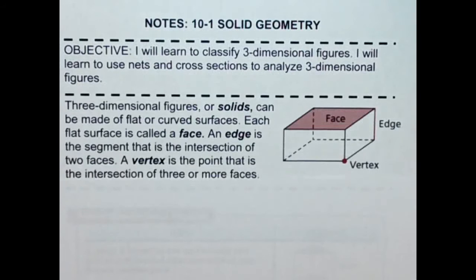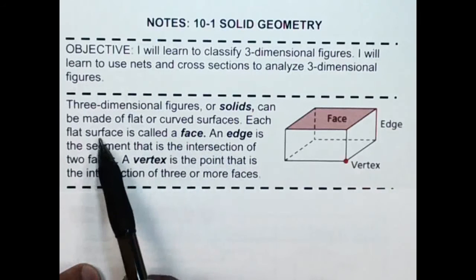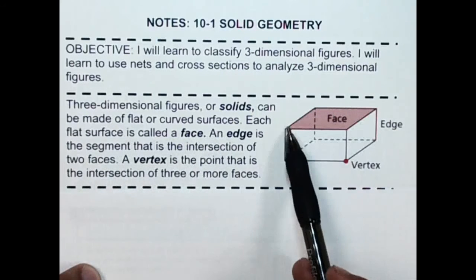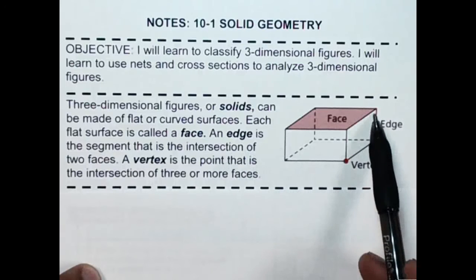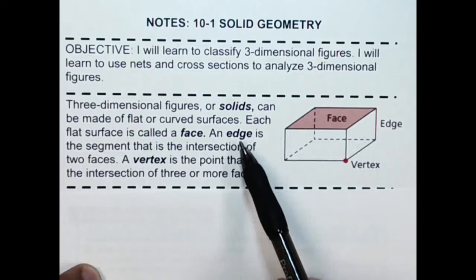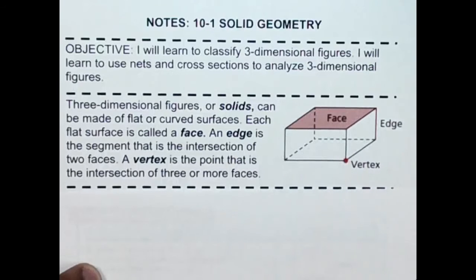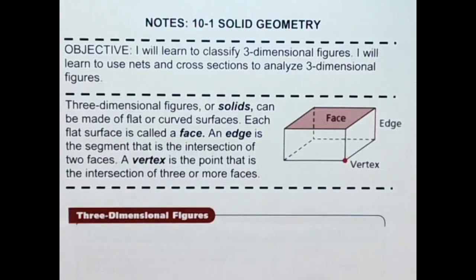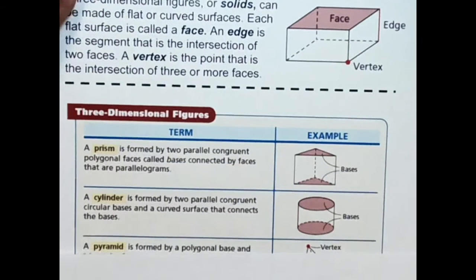So first we're going to define some things. A three-dimensional figure is also called a solid, and it can be made of flat or curved surfaces. Each flat surface is called a face, as you see right here in this drawing. An edge is a segment that is the intersection of two faces, which would be these lines coming down or across horizontally. And a vertex is a point that is the intersection of three or more faces. So each of these corners would be called vertices. Right? And then we need to actually define some of these different types of three-dimensional figures.